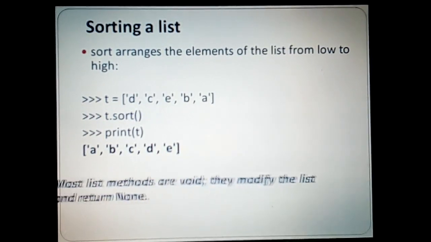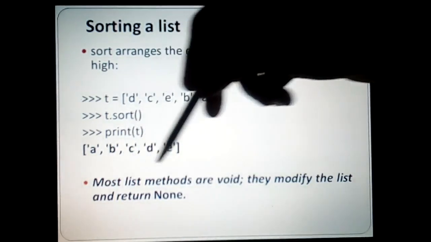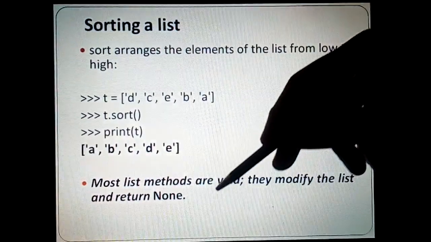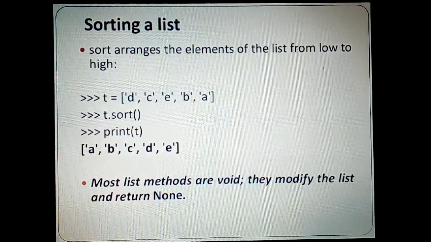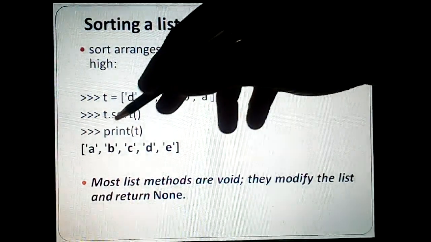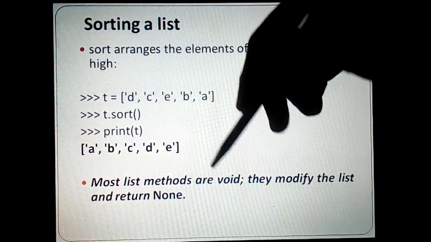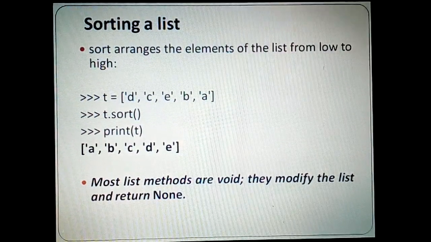And then there is one important note that you need to understand. Most list methods are void. They modify the list and return none. So you need to understand that most of the times, of course, there are exceptions also. So whenever there are exceptions, we will discuss, but most of the time they return nothing. They do not return any value. That is the meaning of void there. So you know that whenever a function is void, it means it returns nothing.